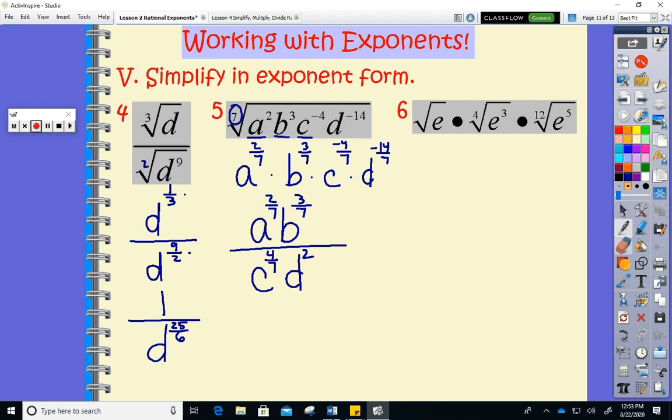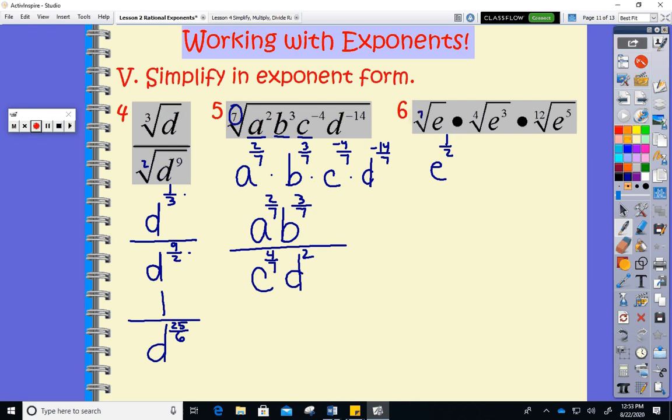All right, so on number 6, it's like number 4. I can multiply any pair of square roots. I can multiply any pair of 4th roots. I can multiply any pair of 12th roots. But I can't multiply when my roots are not the same kind of root. So a square root and a 4th root aren't the same kind of root. Well, the way to get around this is to go to exponent form. So in the first part, the square root of e is e to the 1/2.